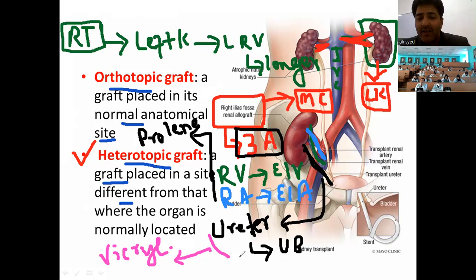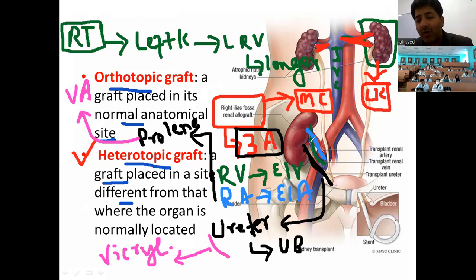In GIT surgeries, urinary bladder, gallbladder surgeries, and ureter, we mainly use vicryl suture. Vicryl is violet in color. That's why I highlighted it on my slide in violet. Proline is the best suture for vascular anastomosis.